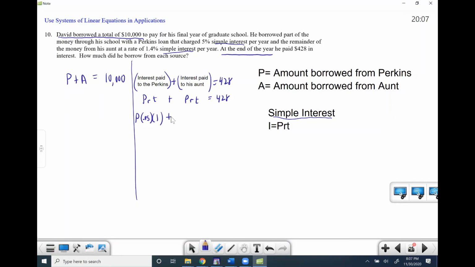Now over here for the principal, the original amount borrowed wasn't P. This is for his aunt, so this is A. Then what's the rate for his aunt? Yeah, the 1.4%, so 0.014, good. And that was also for a year. So we know that multiplying by 1 doesn't do anything. So we're just going to put 0.05P plus 0.014A equals 428. Okay. All right.